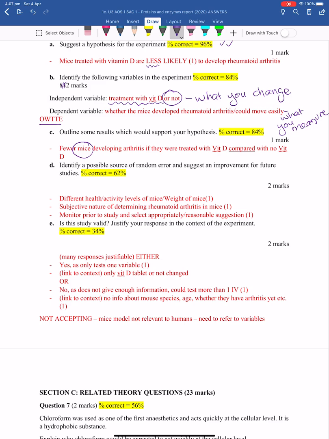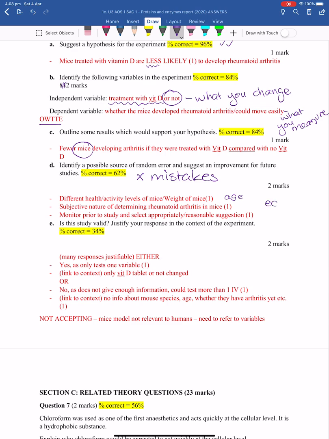Sources of random error. Some people were still giving me mistakes, so I couldn't accept mistakes. But things like that were out of your control, or that you could be seen to be out of your control. What the health of the mice was, how old the mice were, what their weight was. So age was a good one here. And then most people were able to give me a suggestion.